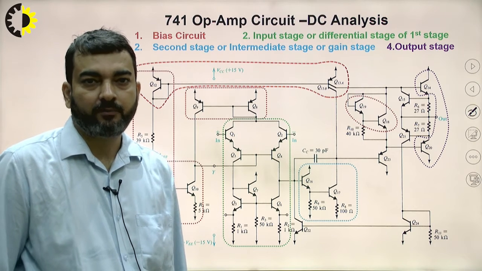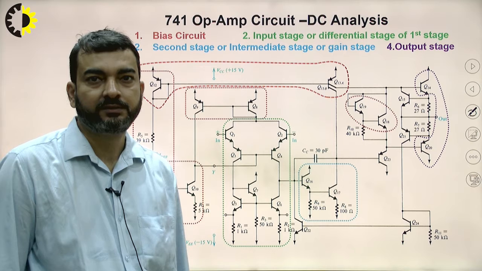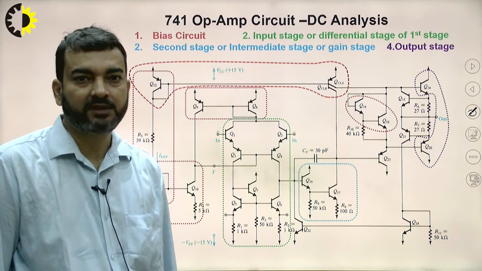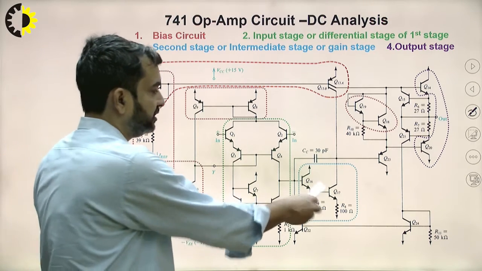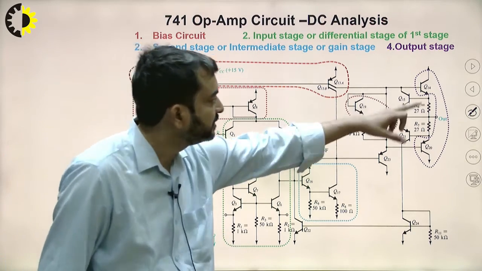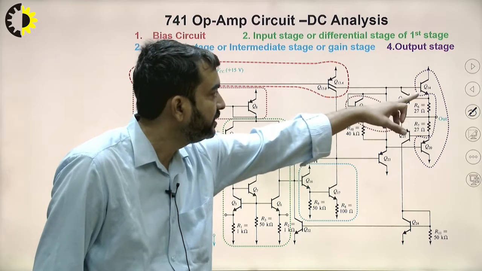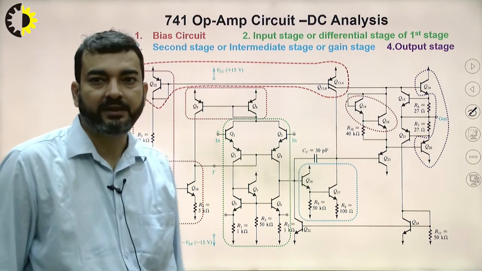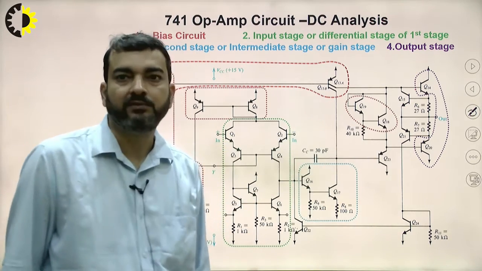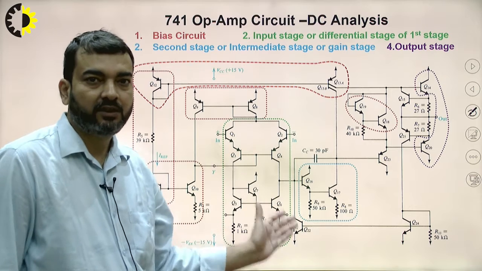All the bias circuitry is shown in red color, while the input stage is shown in dark blue color, and the gain stage, which consists of transistors Q16 and Q17, is in blue color. The output stage, a class AB output stage, is made up of transistors Q14 and Q20, and transistors Q22, Q24, Q21, Q25 are for short circuit protection. In the last class we have discussed all these topics in detail.